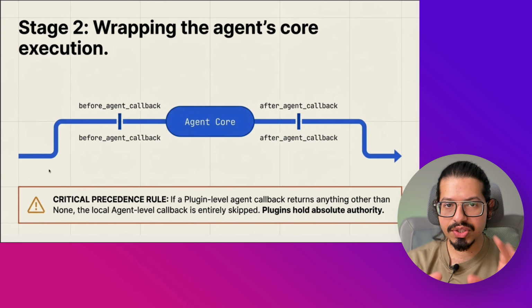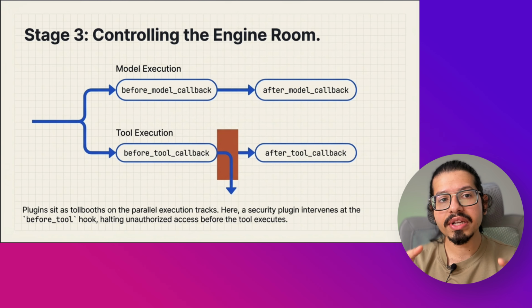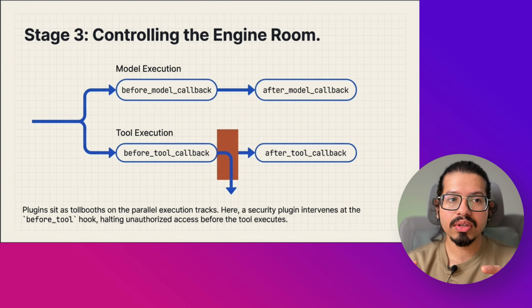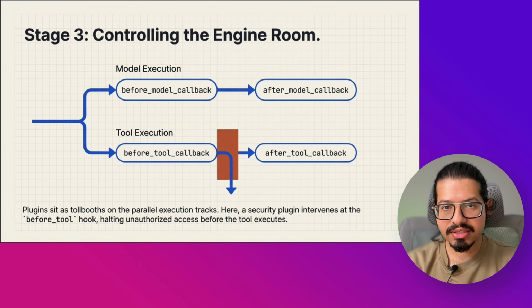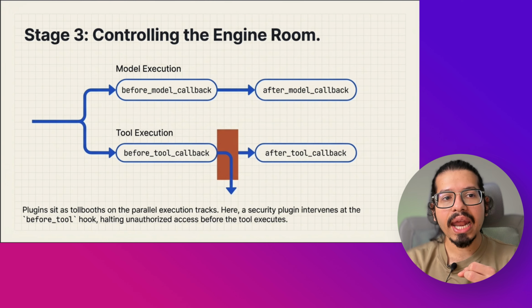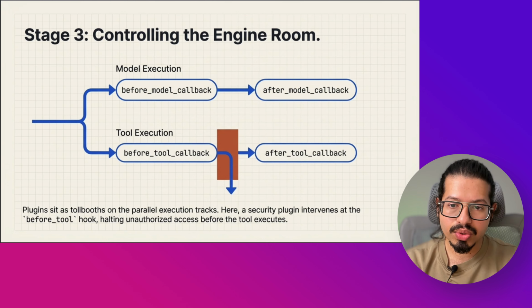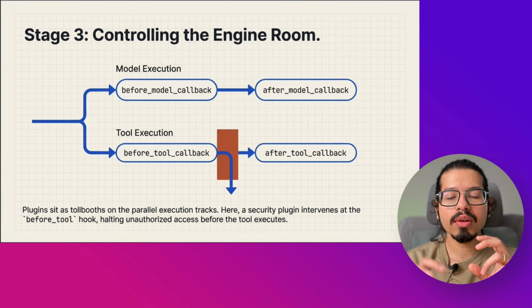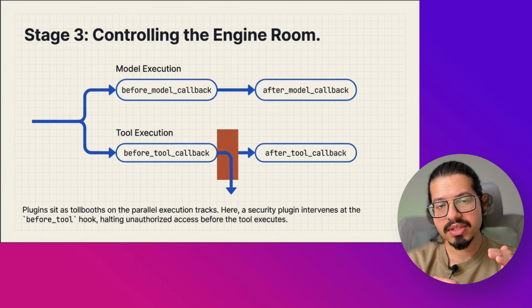Next comes the engine room, where the model calls and the tool calls happen. This is where plugins get actually powerful. They can hook into model execution with before model callback and after model callback, and they can also hook into tool execution with before tool callback and after tool callback. Again, these callbacks were already discussed in the callbacks tutorial, so do check it out.